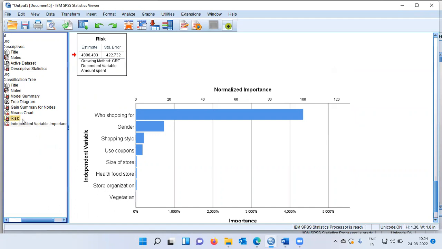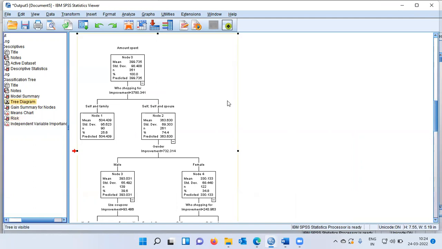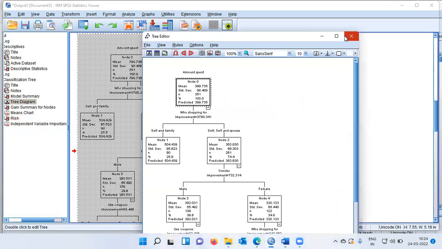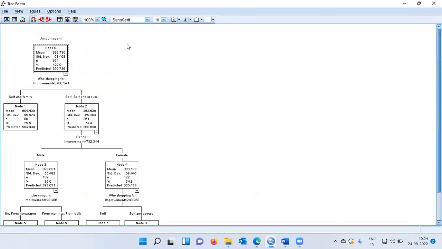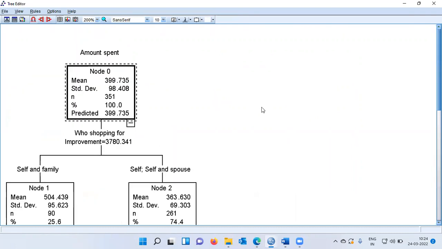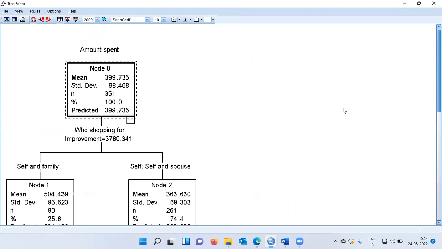To assess the overall quality of the model, you can look at what is called the risk statistic. Lower the risk, higher the quality of the model. Higher the risk value, lower the quality of the model. With this, let me go to what is called the tree diagram. Let me double click on this. And for better visibility, I'll increase the percentage from 100 to 200%. This helps me visualize the decision tree a lot better.